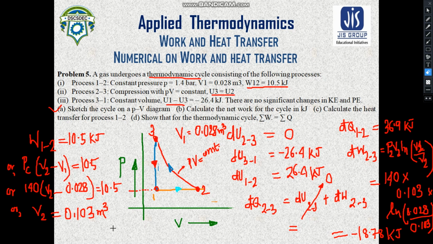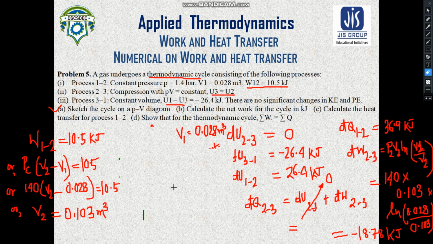So let us write down this data here. I'm just removing this thermodynamic graph, and also I am removing this. So now you have the heat transfer for process 1 to 2 and heat transfer for the process 2 to 3, but still you don't have the heat transfer for process 3 to 1 or the work transfer for the process 3 to 1.